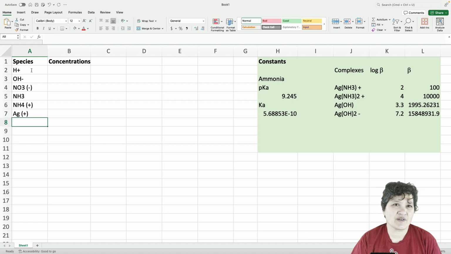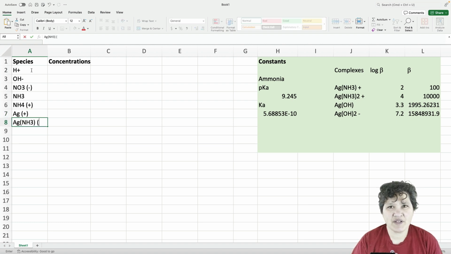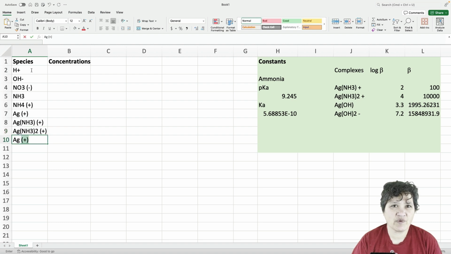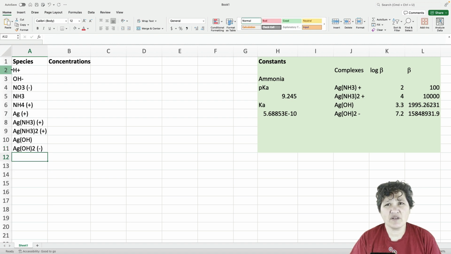Now let's do our complexes: Ag with NH3+, Ag with 2 NH3s+, and then Ag with 1 hydroxide, and Ag with 2 hydroxides minus. Now let's put in our concentrations.